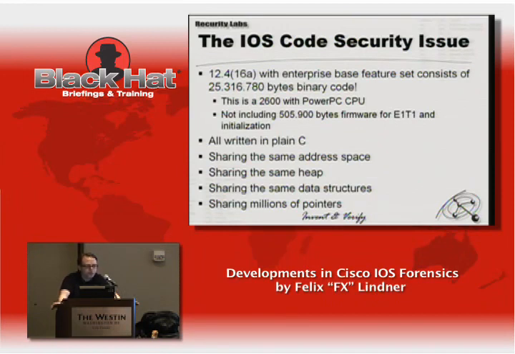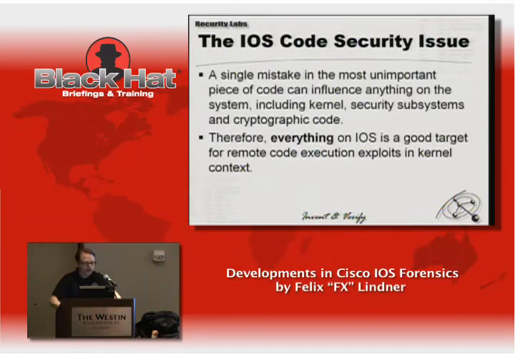Everything is written in C, which we all know is the language that allows you to most elegantly shoot yourself in the foot and at the same time hit your head. It's all sharing the same address space, the same heap, and the same data structures, and millions of pointers pointing anywhere they want to. So that means a single mistake in the most unimportant piece of code can influence anything on a system, including kernel, security subsystem, cryptographic code, firewall code, what have you.